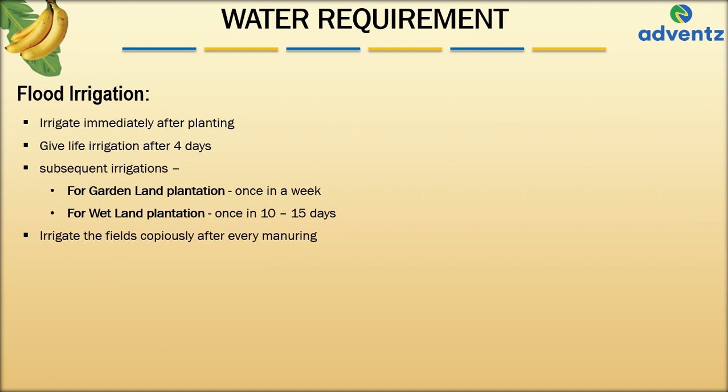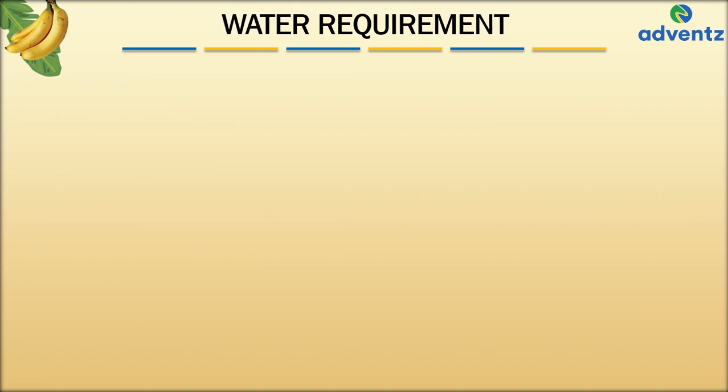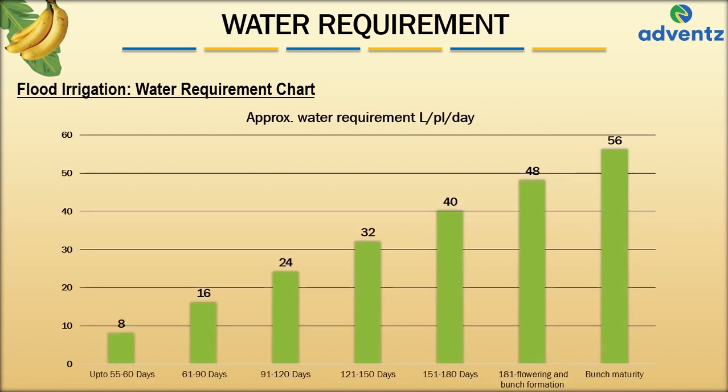The total amount of the irrigation water required for flood irrigation at different age of crops is given in the following chart. When the age of the crop is 55 days or 60 days after planting, then 8 liters of water is required approximately per plant per day. When the age of the crop is between 61 to 90 days after planting, then 16 liters of water approximately is required per plant per day.